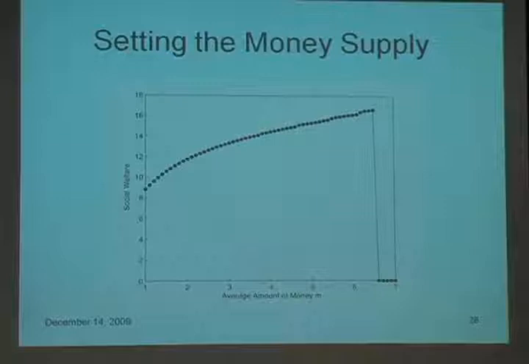This is the same graph I had before that showed how as the amount of money is increasing, social welfare is also increasing until we hit some sharp point and we hit a big crash.